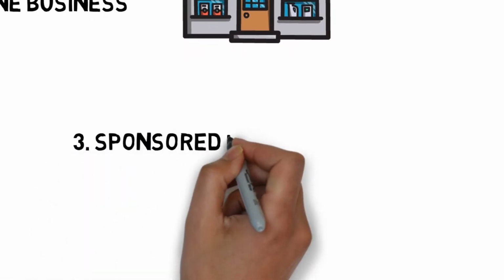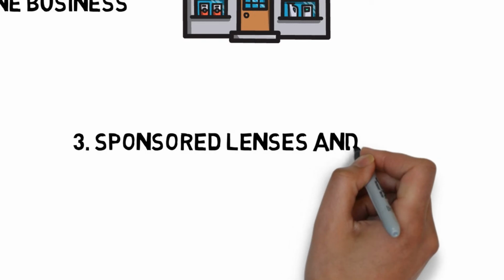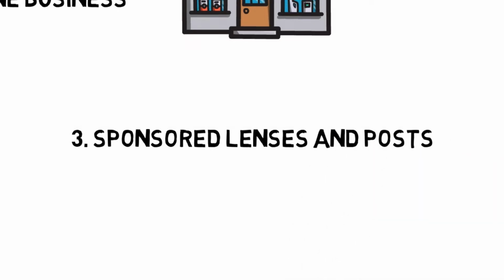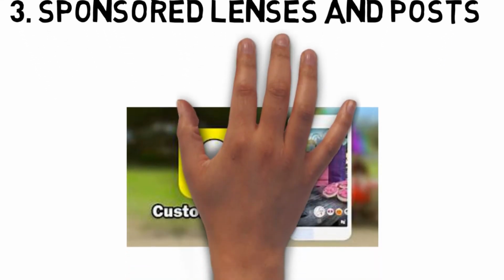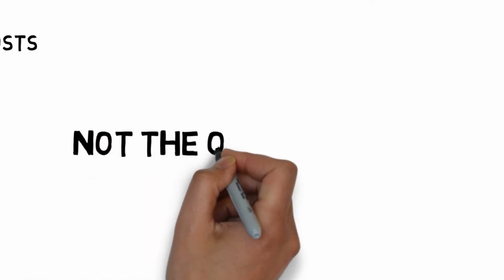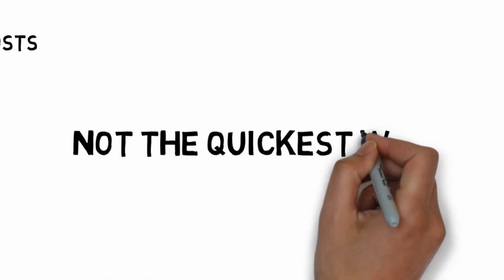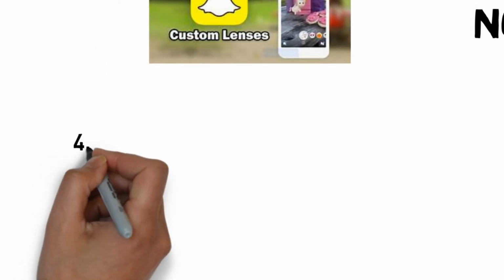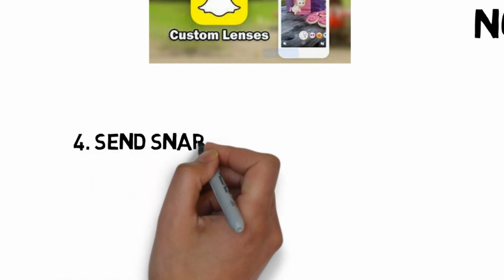3. Sponsored lenses and posts. It's another fun way to promote your brand on Snapchat. Branded lenses include your logo or the product you want to promote. When users share sponsored lenses, they look like brand suggestions for their friends. Many big brands use sponsored lenses to increase brand awareness and get more sales. In some cases though, it's not the best option if you want to get sales fast.